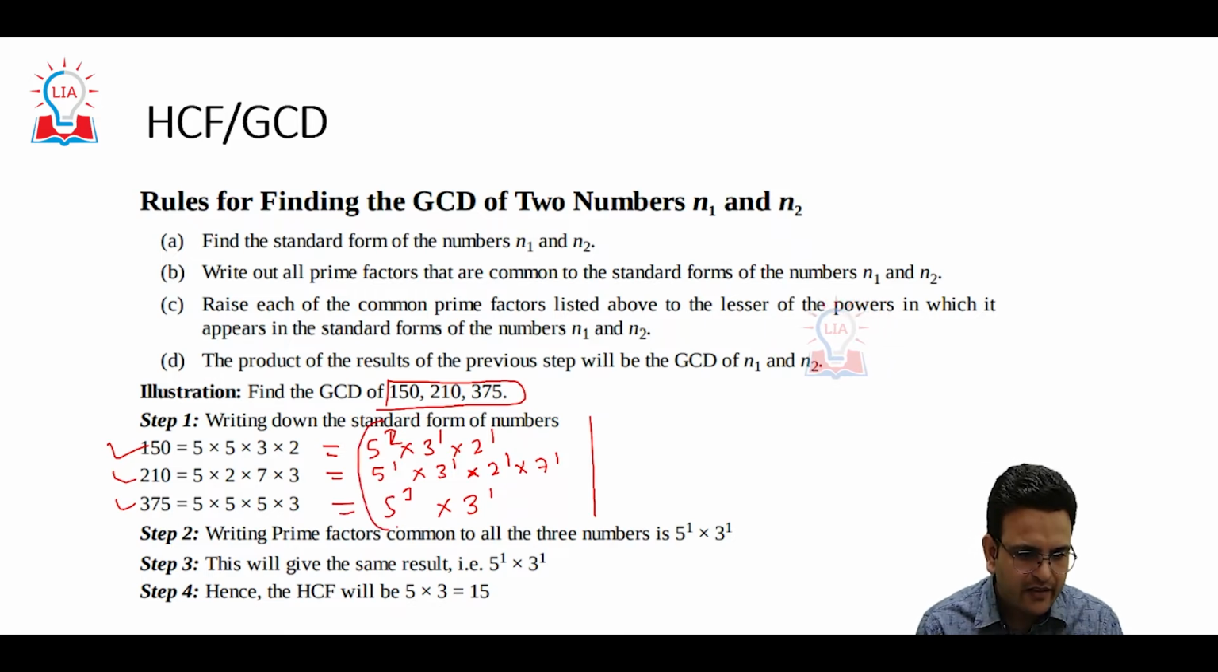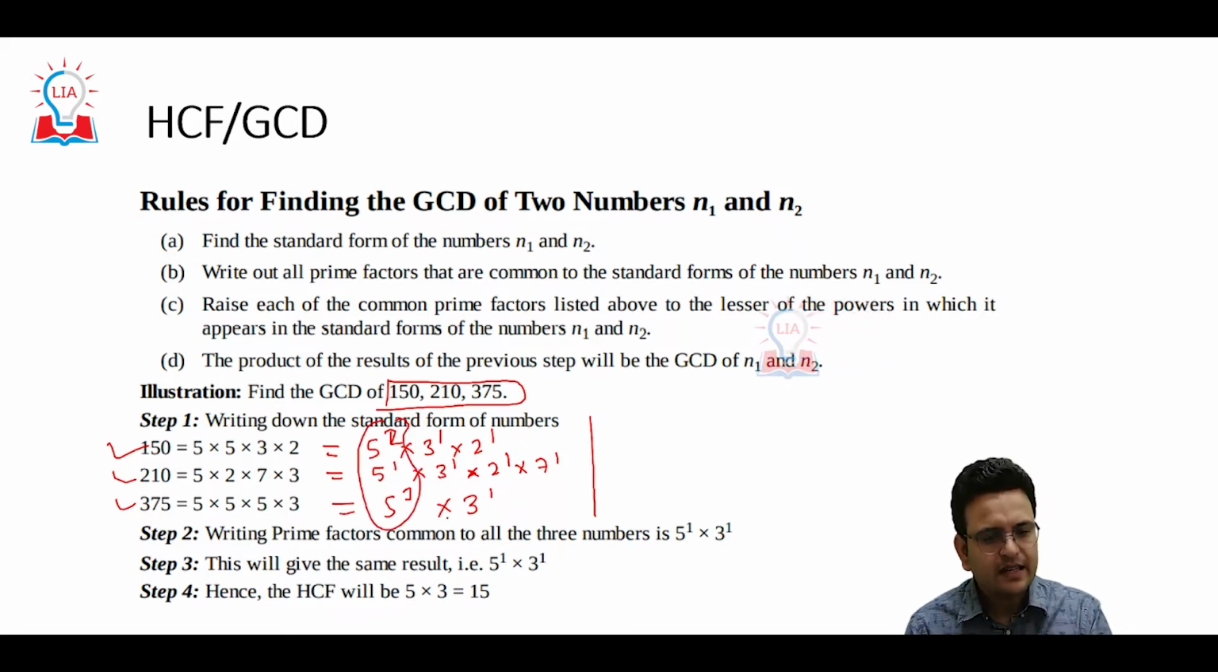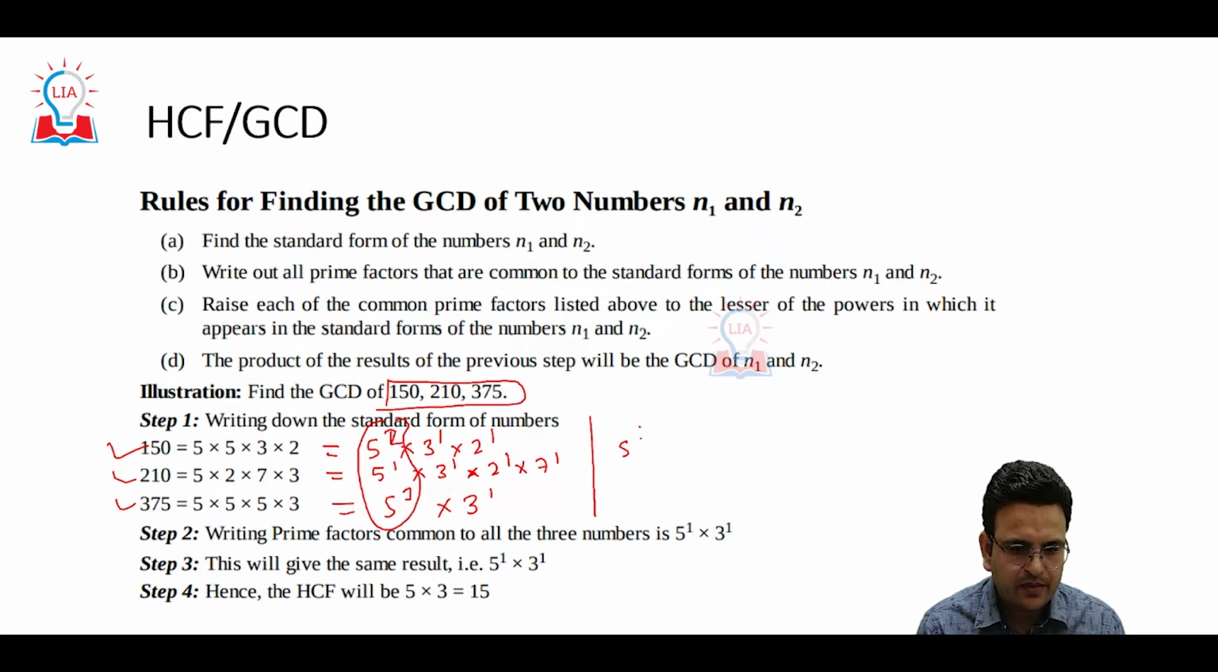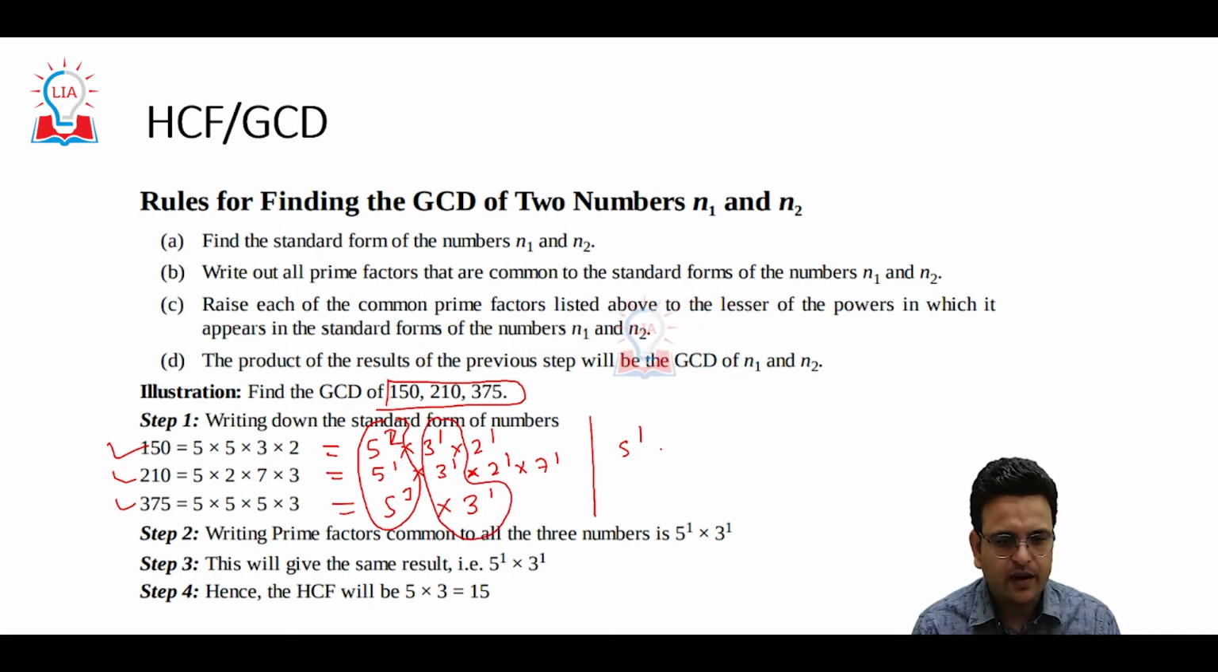So 5 is common and we have to take the least value. So 5 to the power 1, 3 is also common, 3 to the power 1. 2 is not common in 375, 7 is also not common. So the answer will be 15.